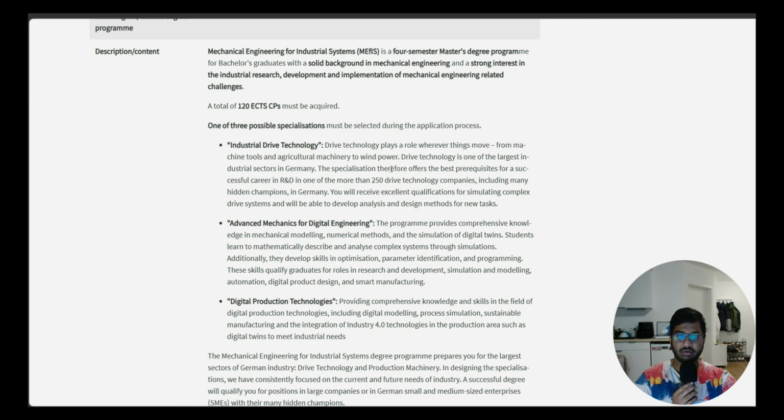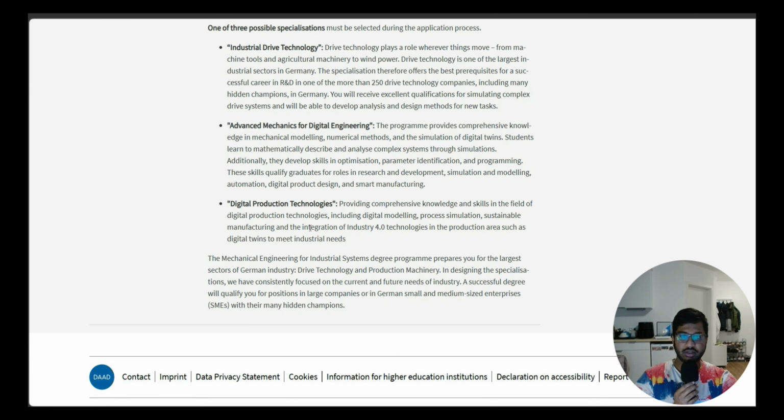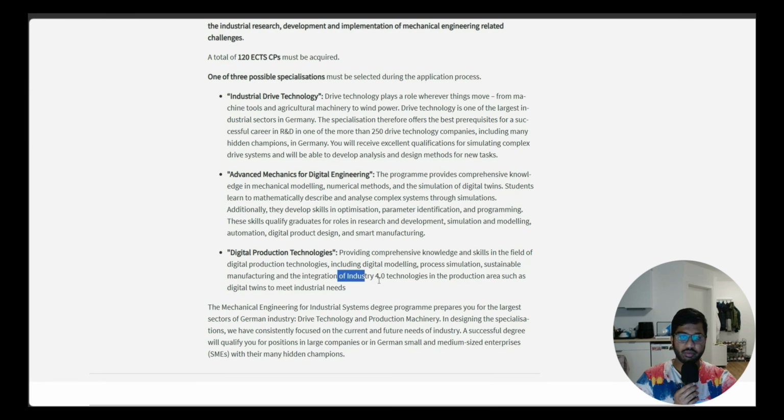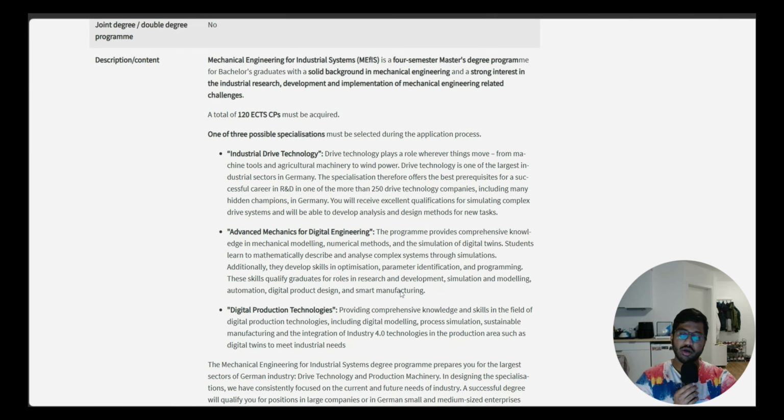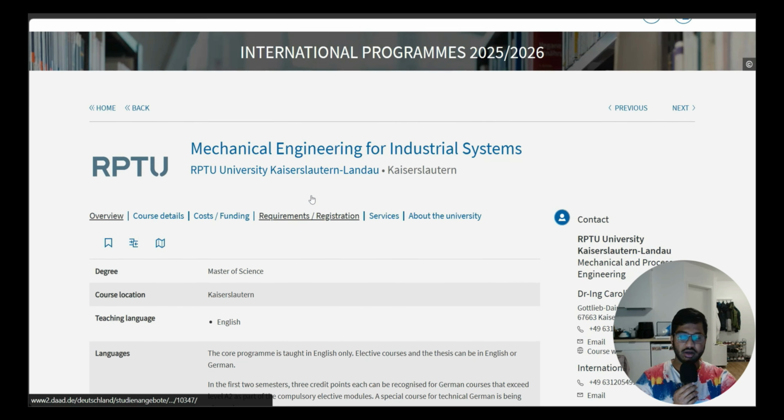So in industrial drive technology, you will be learning about drive technology, which plays a role wherever things move. Then advanced mechanics and digital engineering is for digital complex systems, where you will be doing mechanical engineering things. And digital project technology would be for Industry 4.0, where you will be planning and providing most of the robotics and other things like that.